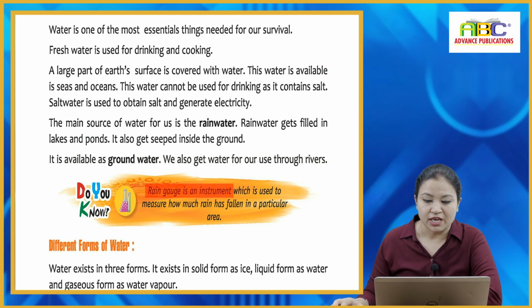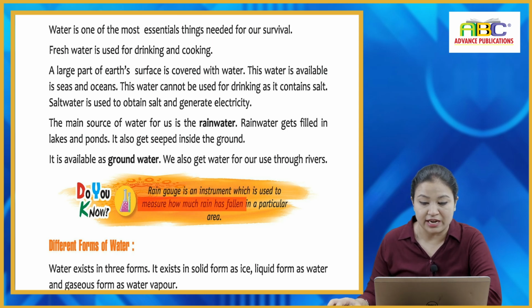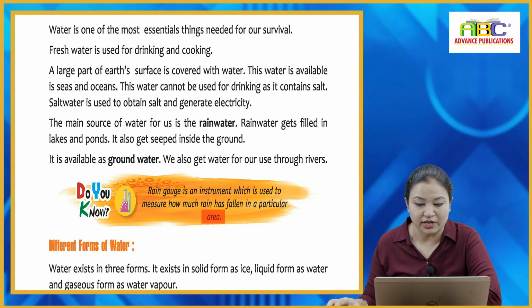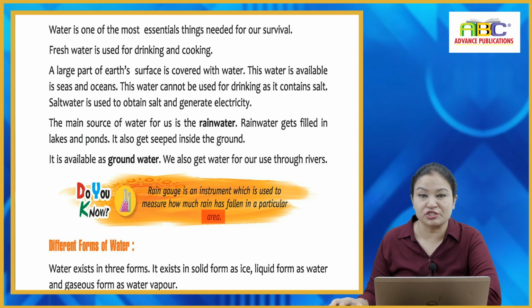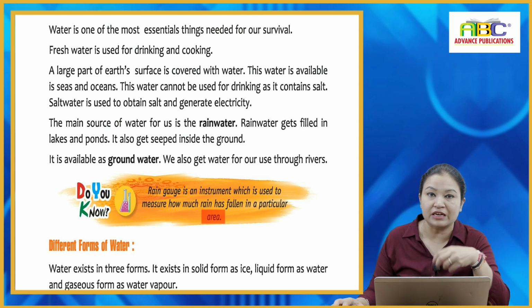A rain gauge is an instrument which is used to measure how much rain has fallen in a particular area. So a rain gauge is an instrument which is used to measure the rain which has fallen on a particular area.